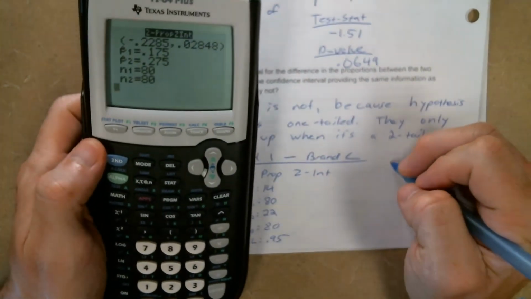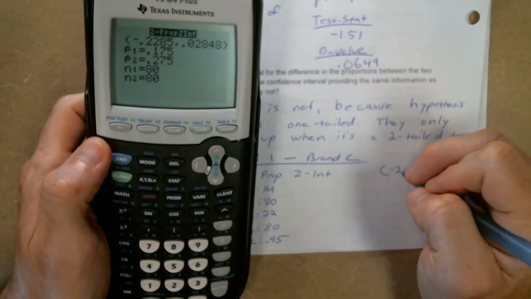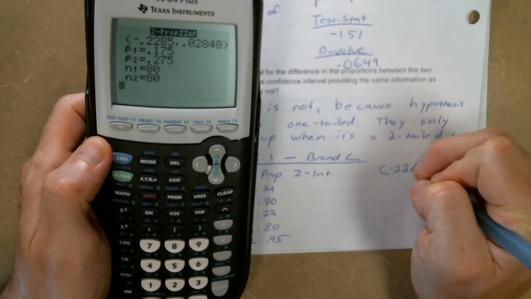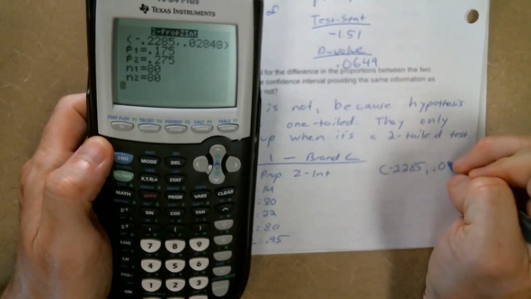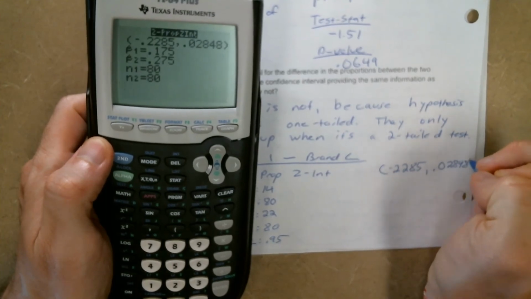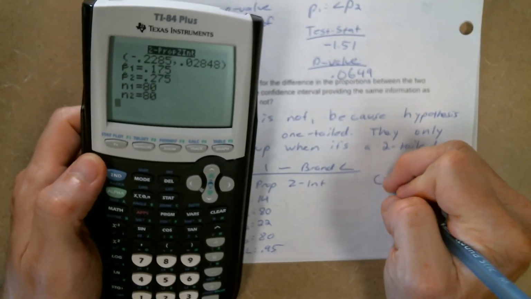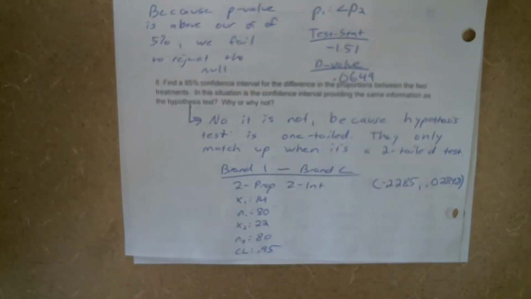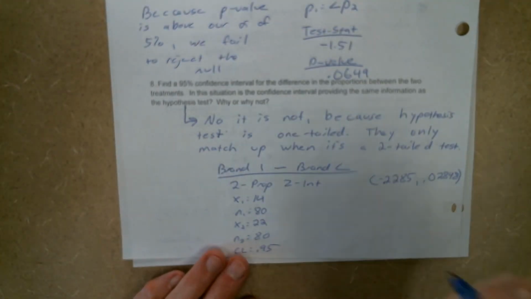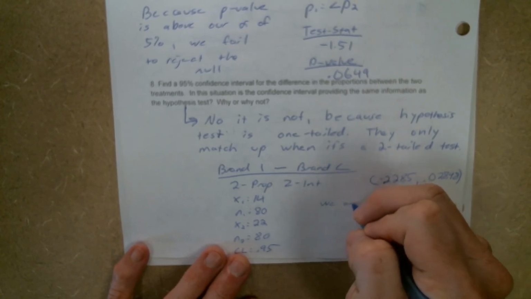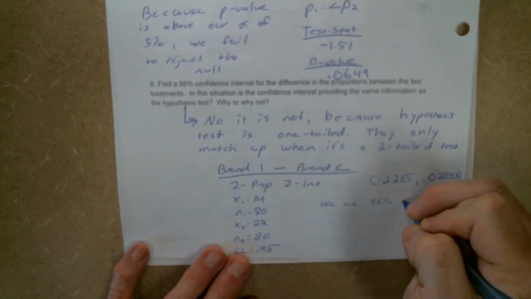All right, so we get an interval of negative 0.2285 to positive 0.02848. So yes, our interval contains 0. So you might be like, wait, it is matching up. But again, you can't rely on that. All right, we can only match them up when you're doing a not equal to or a two-tailed test, not the one-tailed test. So in this one, all we can really say is we are 95% confident.